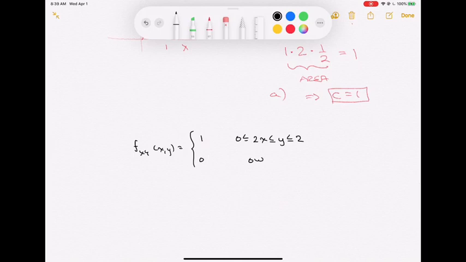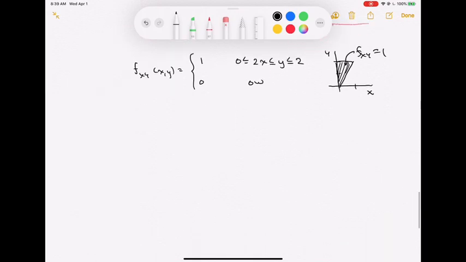If I did a very brief sketch of this in the xy plane, we know we can go up 2 in the y and over 1 in the x, and there's a triangle here that describes this, and over that triangle we have f_xy equaling 1. Now we want to find the CDF. So for B, we're trying to find that CDF, capital F_xy of x, y. This turns out to be not trivial.